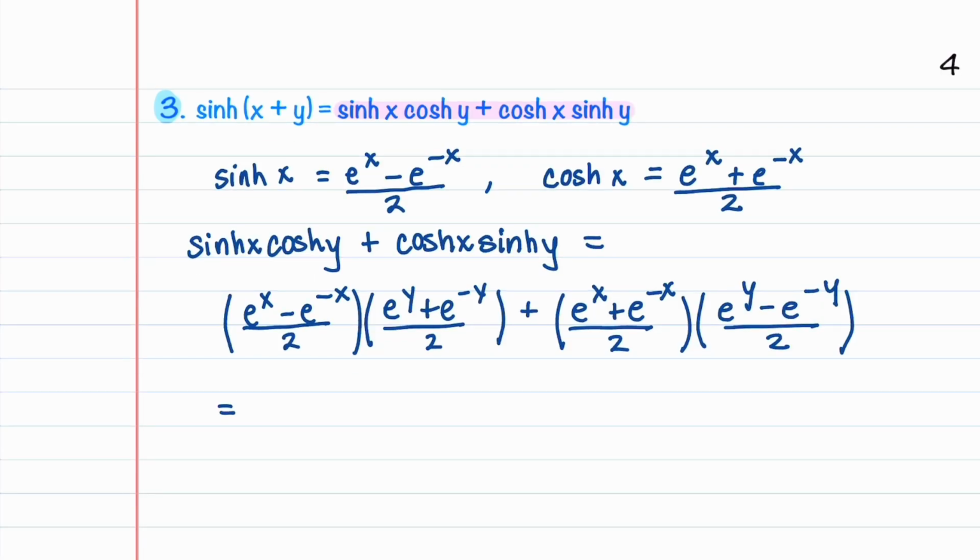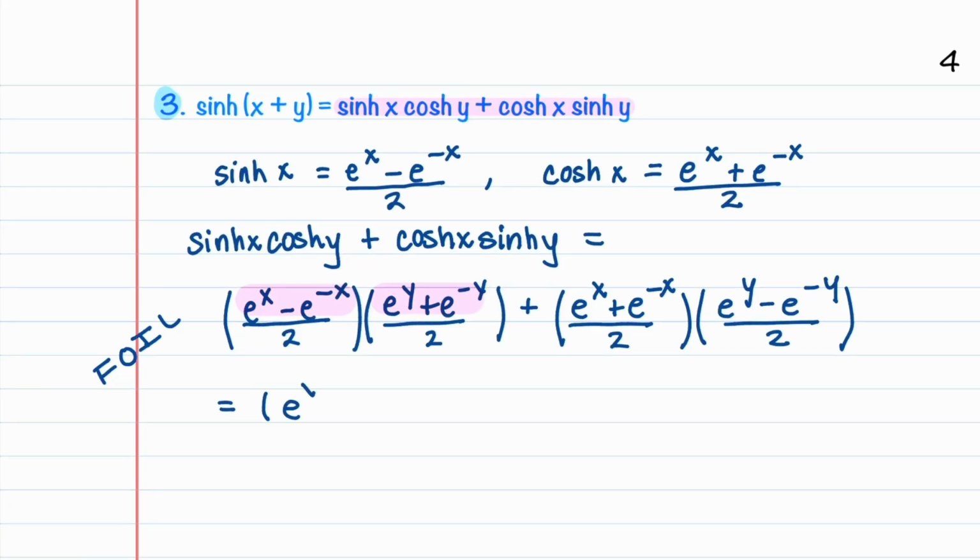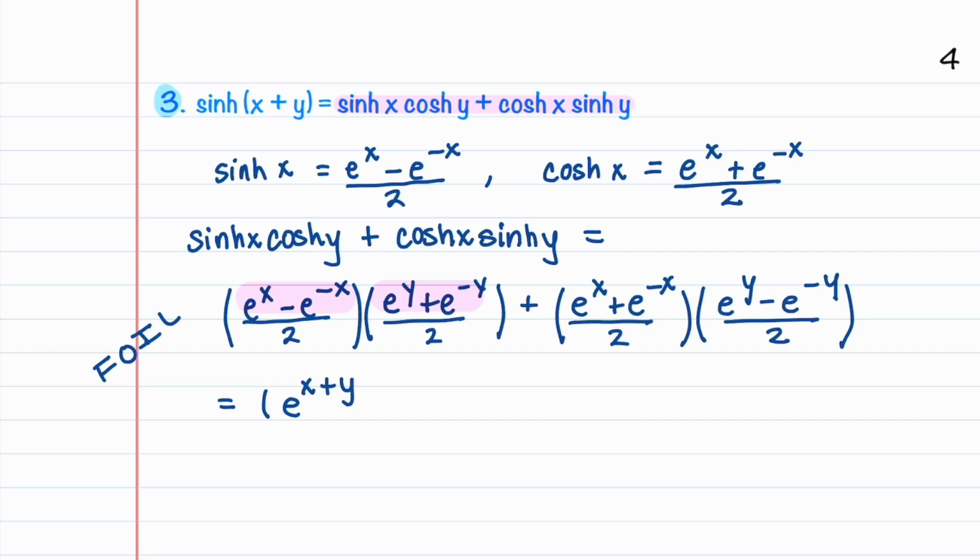Let's first multiply this term times this term, and then we'll divide it by 4. We are going to use the FOIL method, F-O-I-L. So we're going to multiply the first terms, and that is e to the x times e to the y. So we're going to add the exponents and get x plus y. Then we're going to multiply the outer terms, and this gives us a plus e to the x minus y.